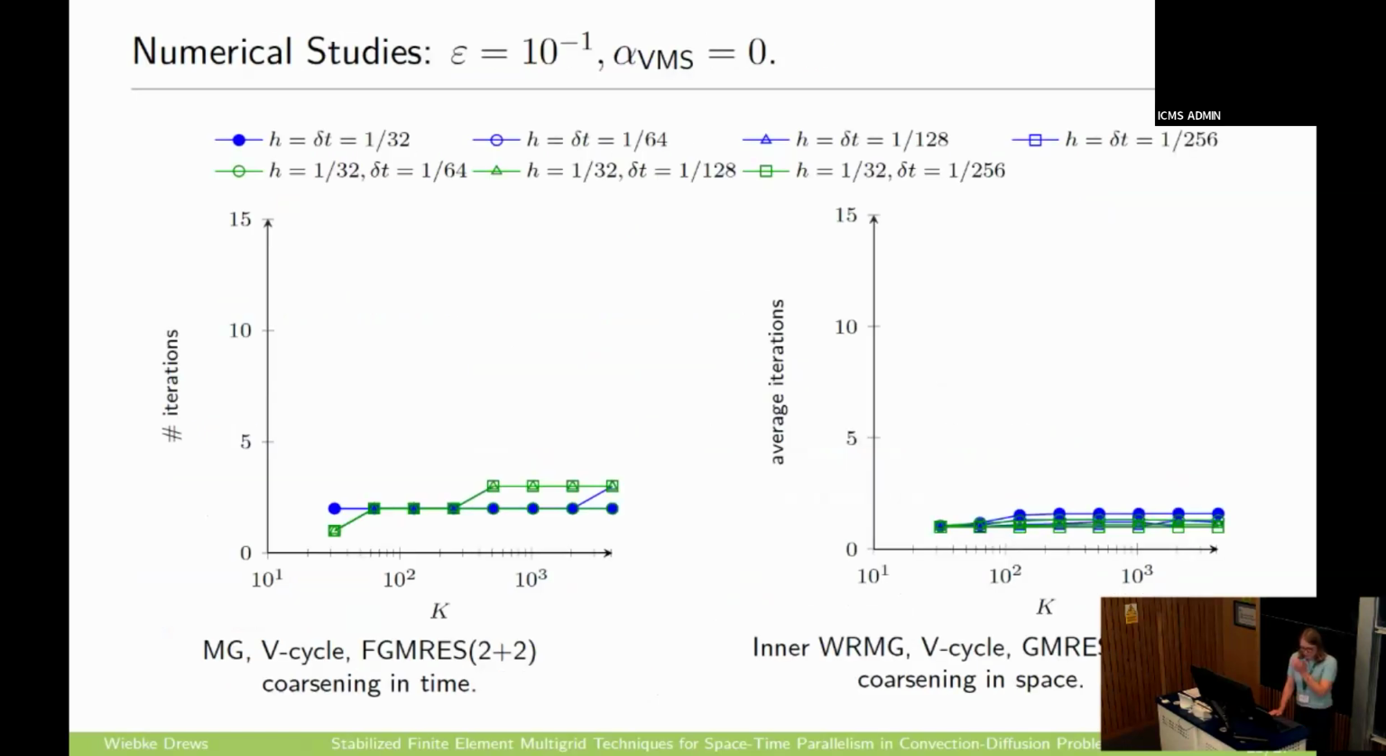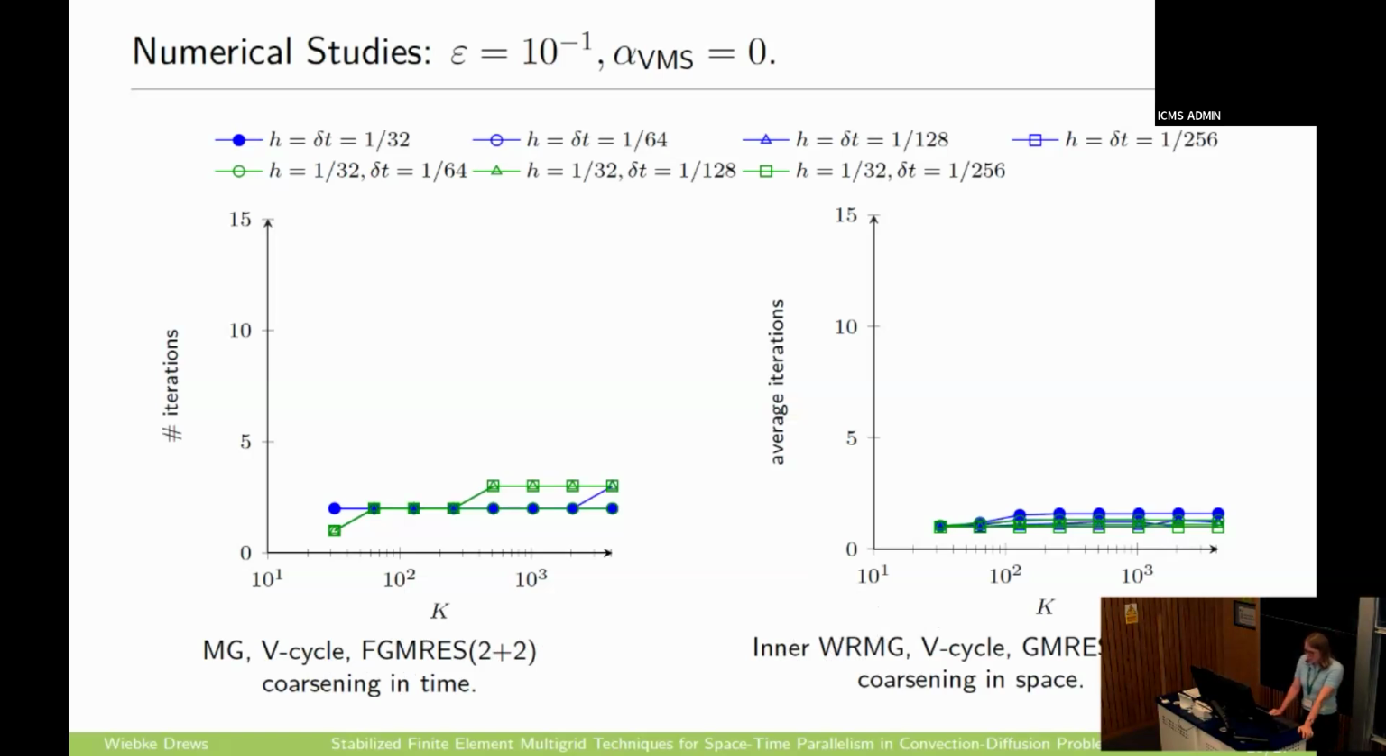Okay, so results for quite a large diffusion parameter. These are the ones of the multigrid in time. These are the ones of the inner multigrid waveform relaxation, and we use the V-cycle here and for now do only coarsening in time. So these are quite low. That looks really good for different time step sizes and mesh sizes.